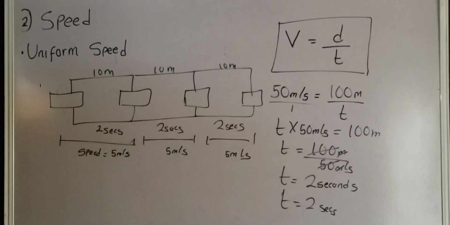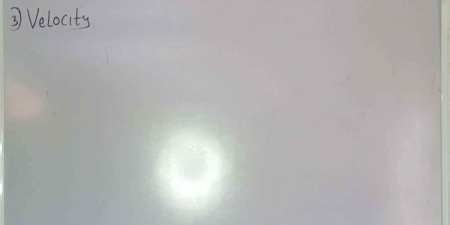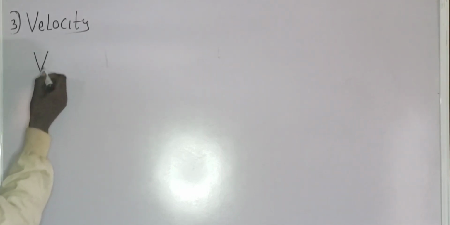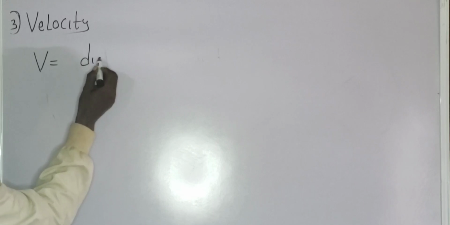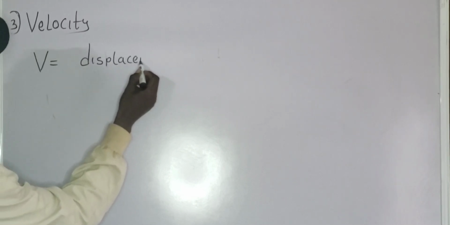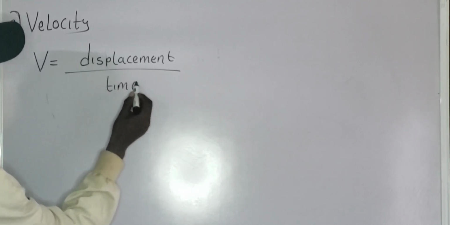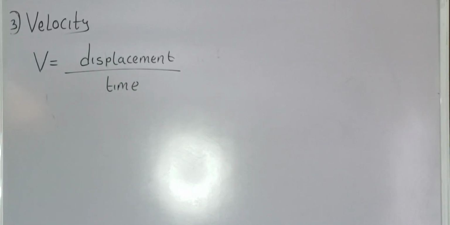Let us proceed to velocity. Now, in physics, what do we mean by velocity? Velocity is related to speed. The only difference between velocity and speed is that velocity is a vector quantity and it is expressed mathematically as V is equal to displacement all over time. The only difference is that velocity is a vector quantity, while speed is a scalar quantity.